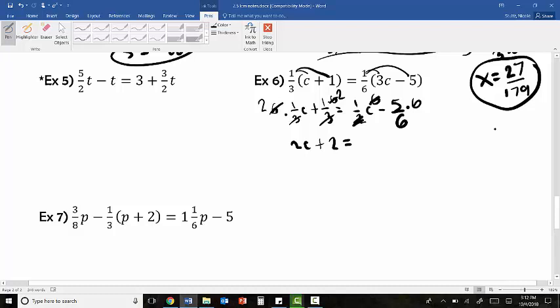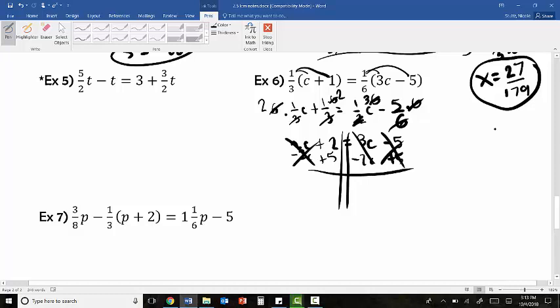2 and 6 reduce to 3 and 1, so that's 3c. And the 6 is just reduced to 1, and you're left with 5. You can see that's so much easier to work with. All right, let's subtract 2c on both sides. And while we're at it, let's also add 5 on both sides. Kind of doing 2 steps at once. Oops, this one and this one. 3 minus 2 is just 1. 5 plus 2 is 7. And there's your answer.